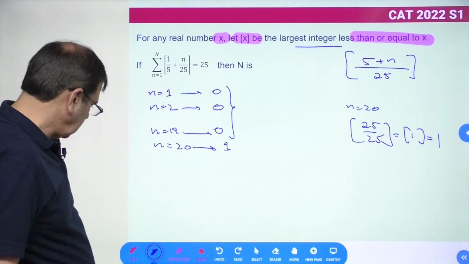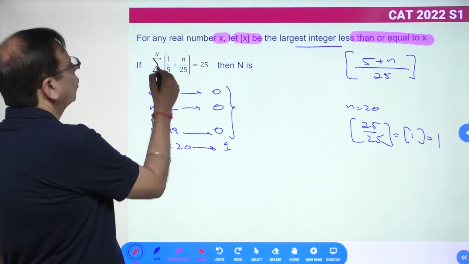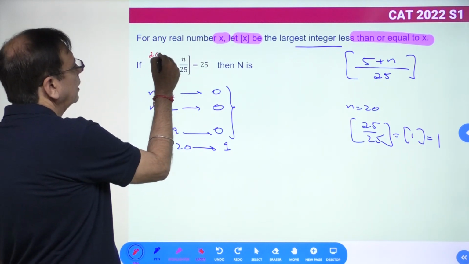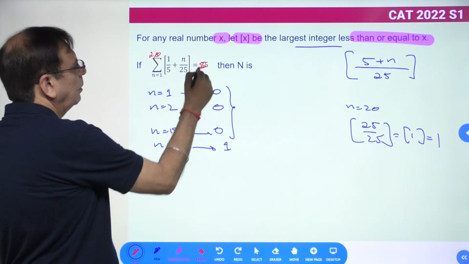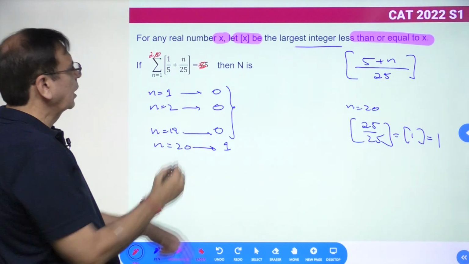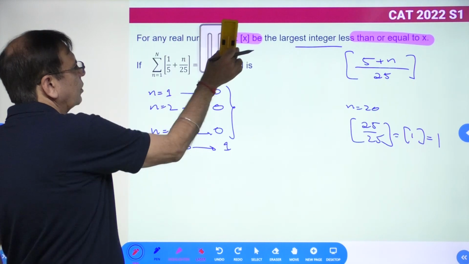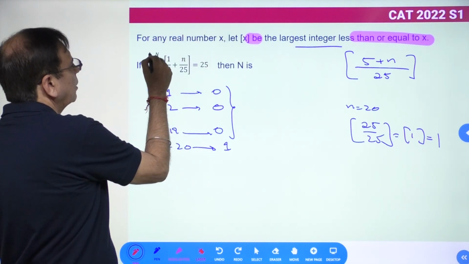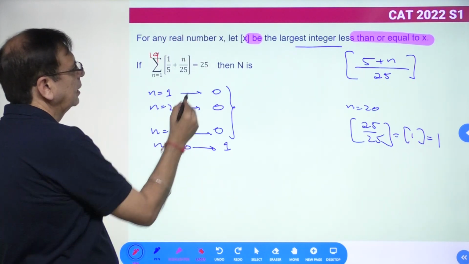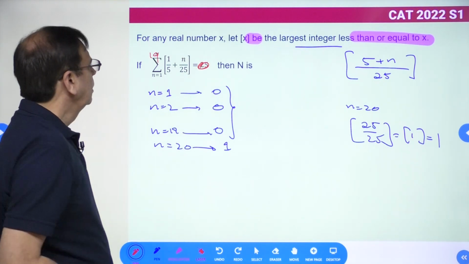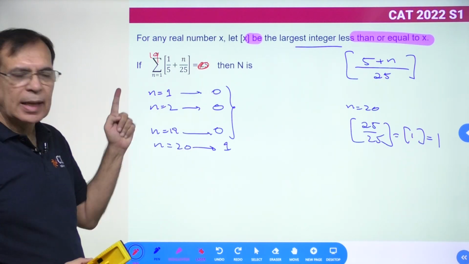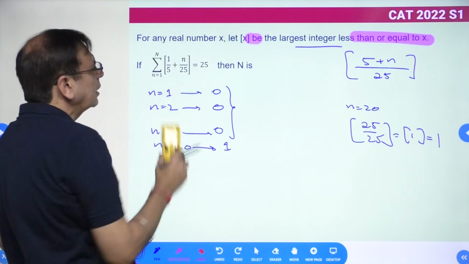So now let us look at this one again. If I say n is equal to 20, then what will the sum be? 0, 0, 0, 0, 0 plus 1, 1. Right? Similarly, had I put n as 19, what will the sum be? 0, because 0 plus 0 plus 0, 19 times. Okay? So that is what it is effectively.